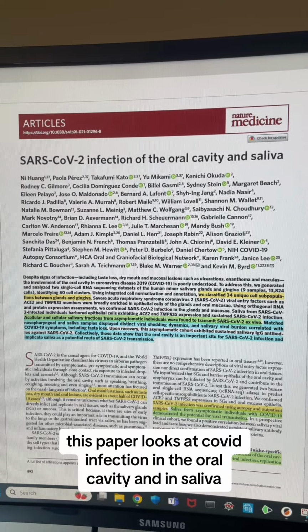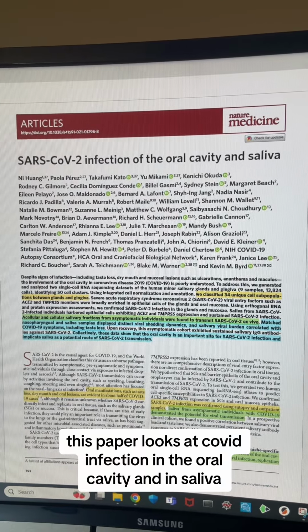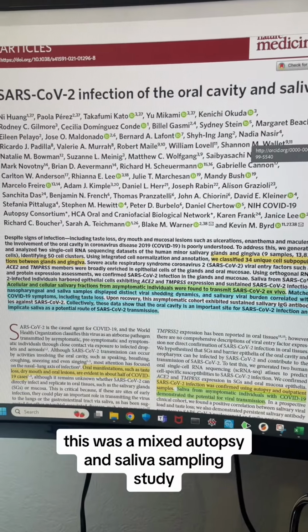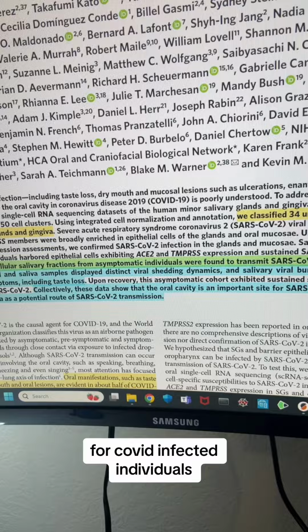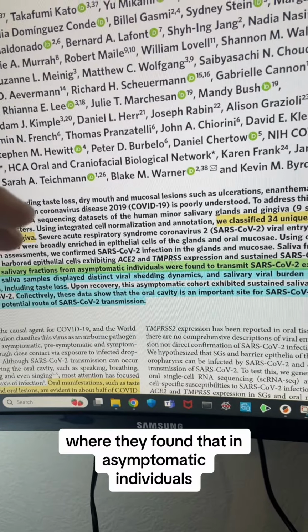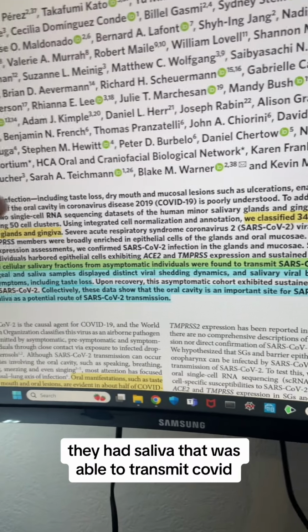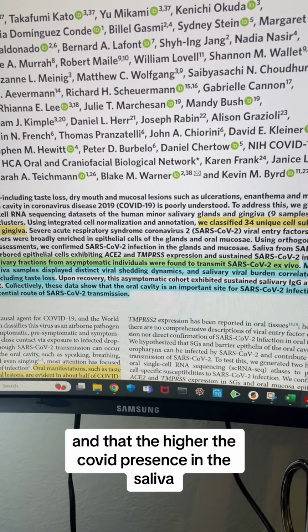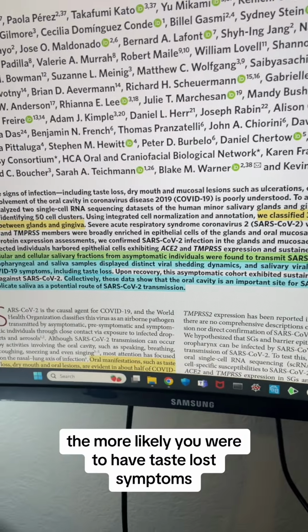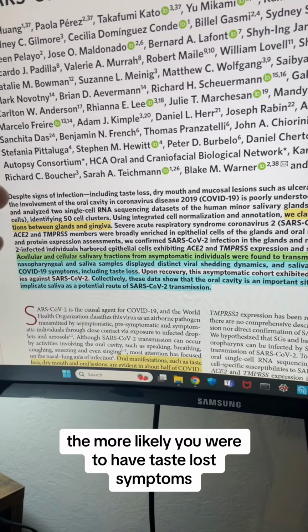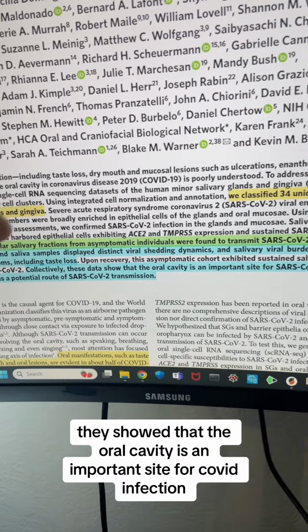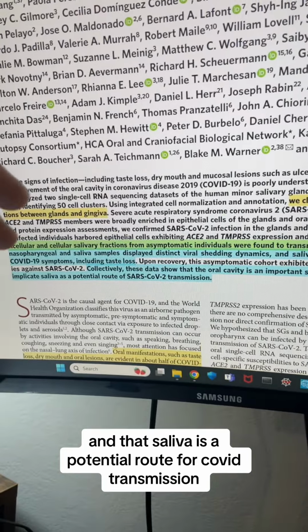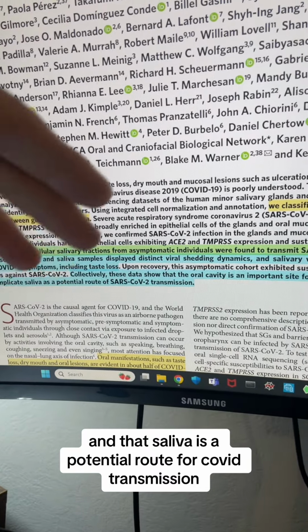This paper looks at COVID infection in the oral cavity and in saliva. This was a mixed autopsy and saliva sampling study for COVID infected individuals, where they found that in asymptomatic individuals, they had saliva that was able to transmit COVID, and that the higher the COVID presence in the saliva, the more likely you were to have taste loss symptoms. Ultimately they showed that the oral cavity is an important site for COVID infection and that saliva is a potential route for COVID transmission.